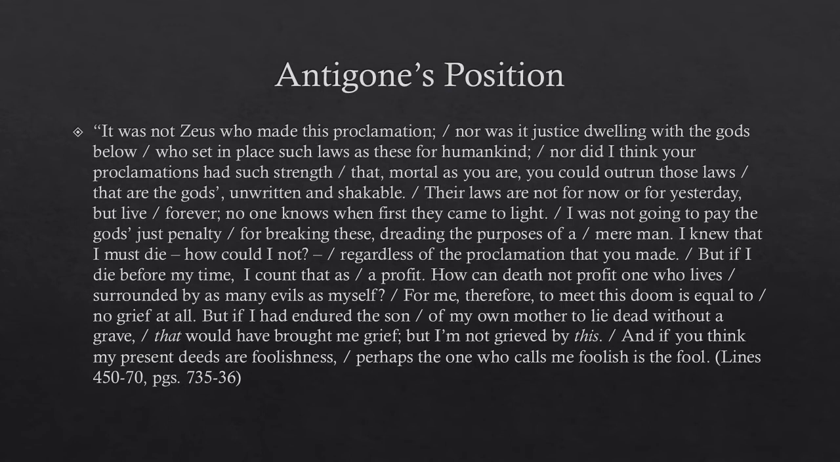And so she says things like, mortal as you are, you thought you could outrun those laws that are unwritten, unshakable. Like she's saying, the gods are going to get you, buddy, because you've defied them. And she's saying the laws of the gods are not for now or yesterday, but live forever. They're eternal. So Creon is focused on the immediate, what's happening right now. Antigone's focused on the bigger picture, the eternal. That the laws of gods last longer than the laws of men, is what she's saying there.